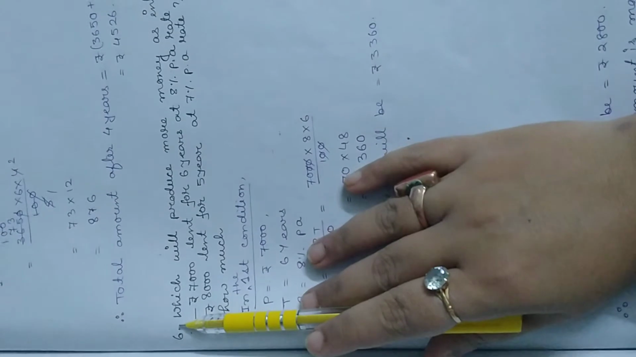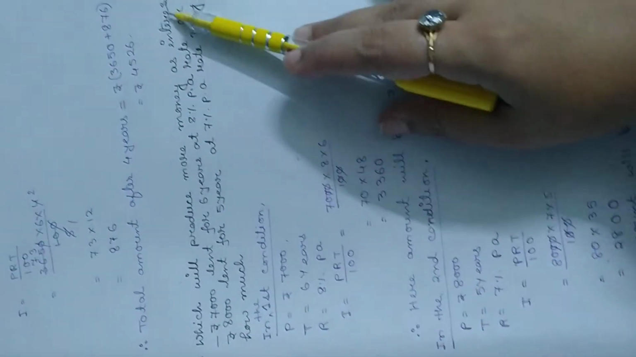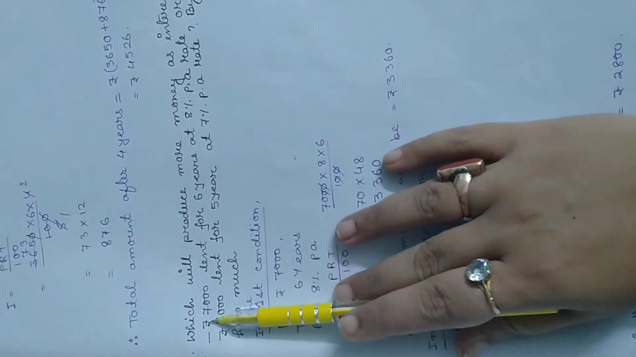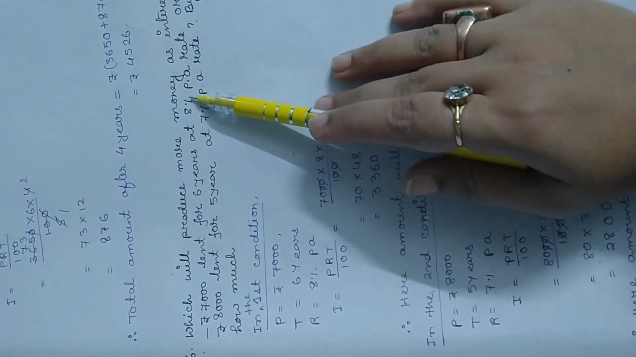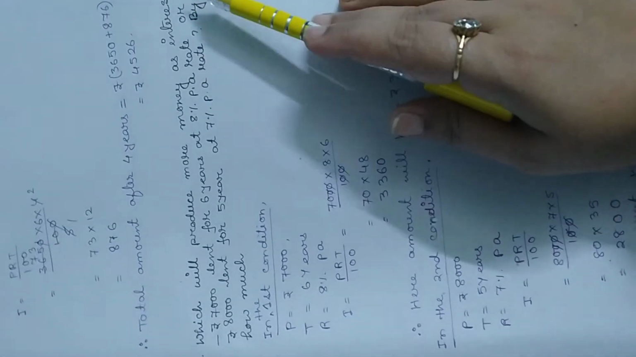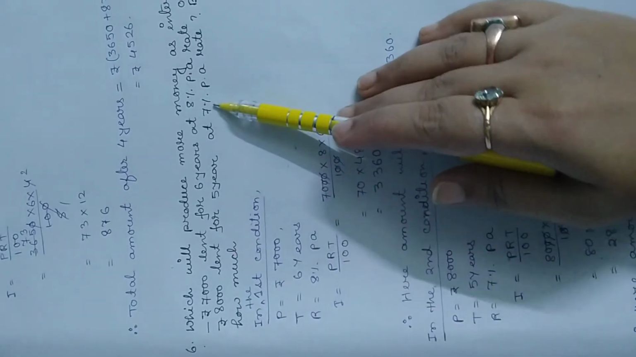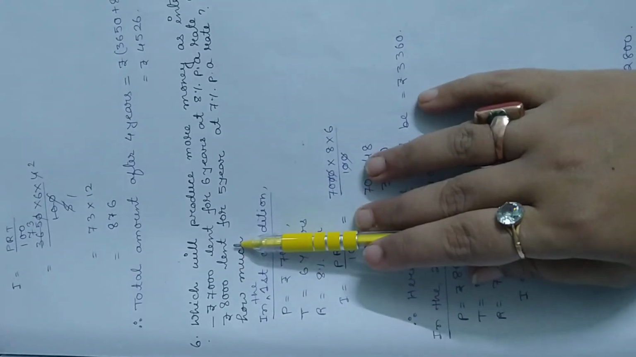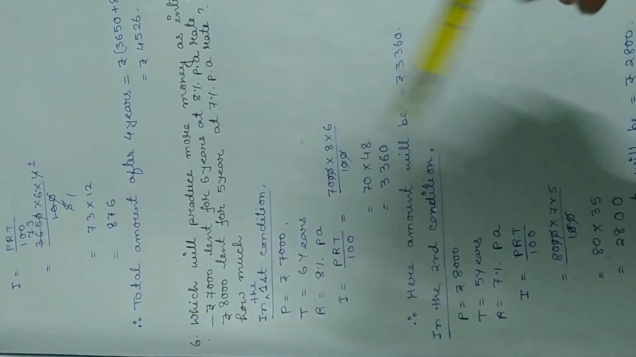Next come to question number 6. What is given? Which will produce more money as interest? Two conditions are given. 1, rupees 7,000 lent for 6 years at 8% per annum rate, or rupees 8,000 lent for 5 years at 7% per annum rate. Which will be the greater interest, and by how much?